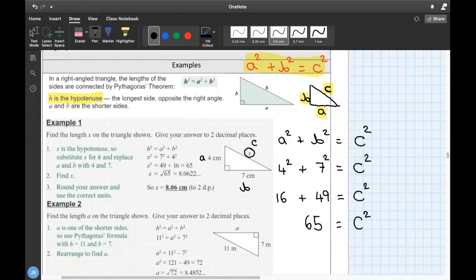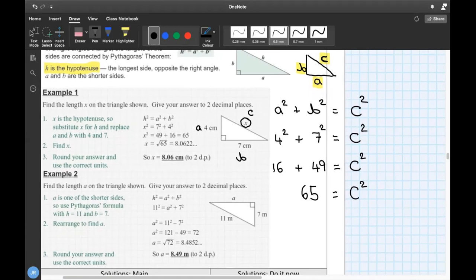Now what I need to do is get from C squared to just C. How do you get from something squared to something without the square symbol, you need to do the inverse. What is the inverse of squaring? It's the square root. Okay, the square root. So what you need to do is type into your calculators square root 65. Once you've done that, root 65, your calculator might just say root 65 again.